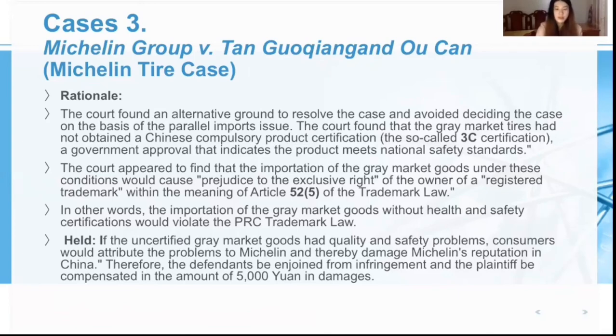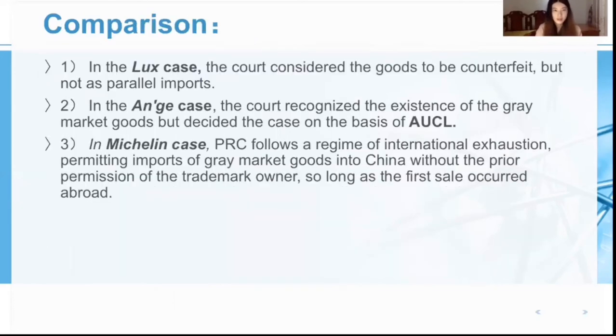The court found that the importation of the grey market goods under these conditions could cause prejudice to the exclusive right of the owner of a registered trademark within the meaning of Article 52, subsection 5 of the trademark law. The Michelin case is significant because the court acknowledged the existence of the grey market goods and decided the case under trademark law.